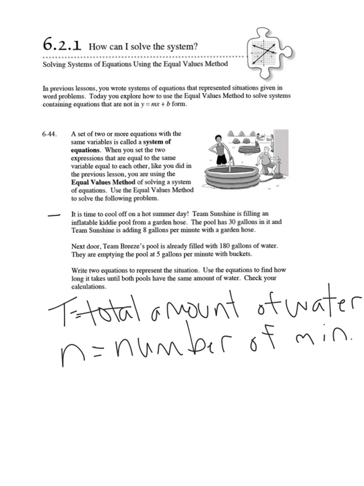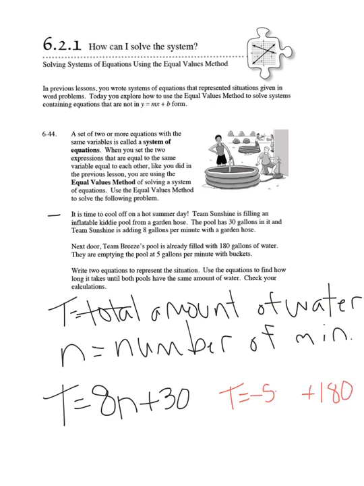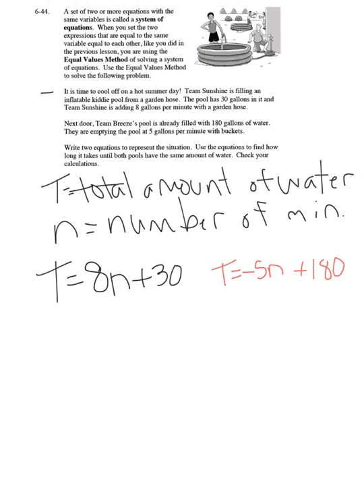in them. So for Team Sunshine, the total amount of water is equal to 8 times the number of minutes, because every minute they're adding 8 gallons, plus the 30 gallons they start with. For Team Breeze, their amount of water is equal to 180 is what they're starting with, and they are actually losing 5 gallons a minute. So we want to figure out when they will have the same amount of water in each pool.